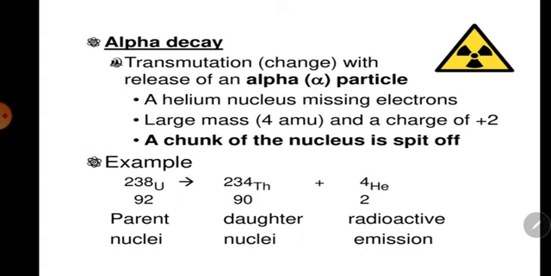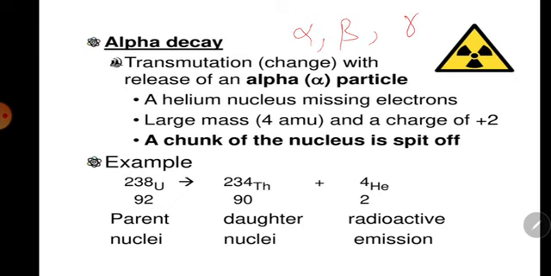Now, nuclear transmutation is the process in which a change in the nucleus takes place due to the emission of alpha, beta, or gamma rays. Transmutation with the release of an alpha particle, a helium nucleus missing electrons, with a large mass of 4 atomic mass units and a charge of +2. A chunk of the nucleus is split off.